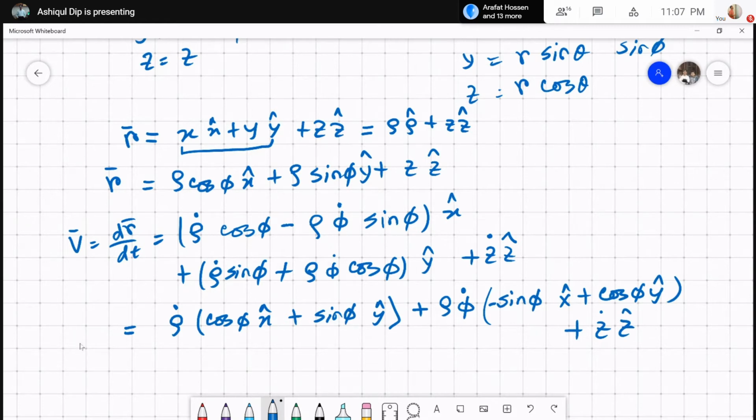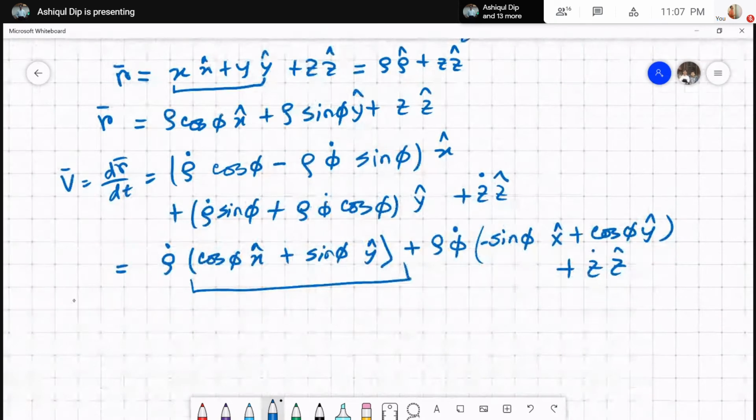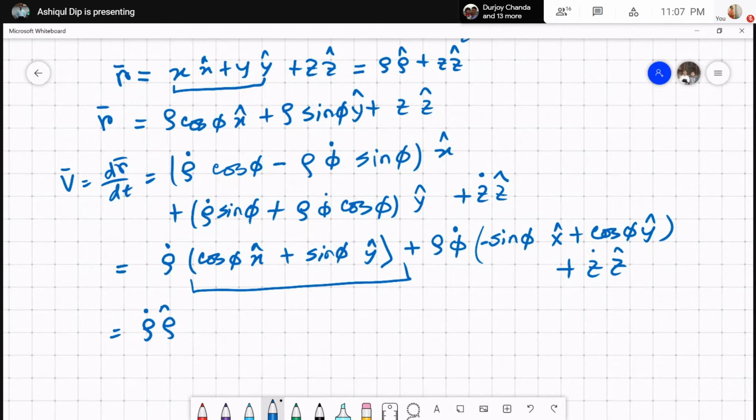Now we can argue that this part is actually a unit vector. You can take the dot product with itself, and you can say that okay, it's a unit vector, and we can assign a name to it. We call it rho hat. So this is how we usually do it.